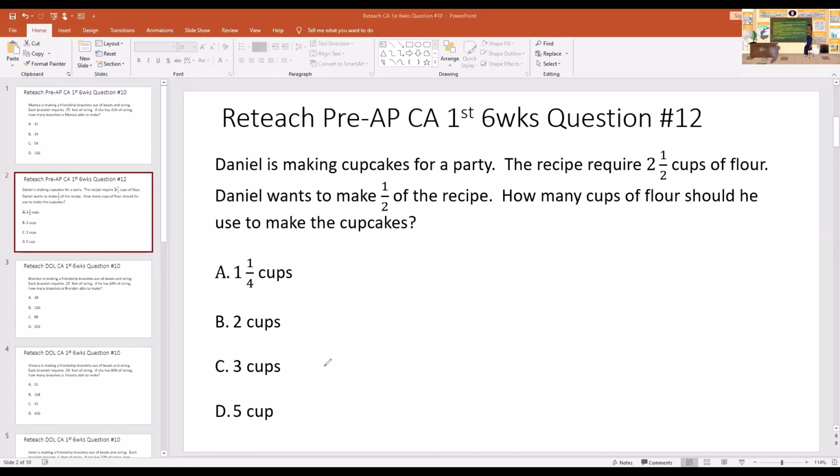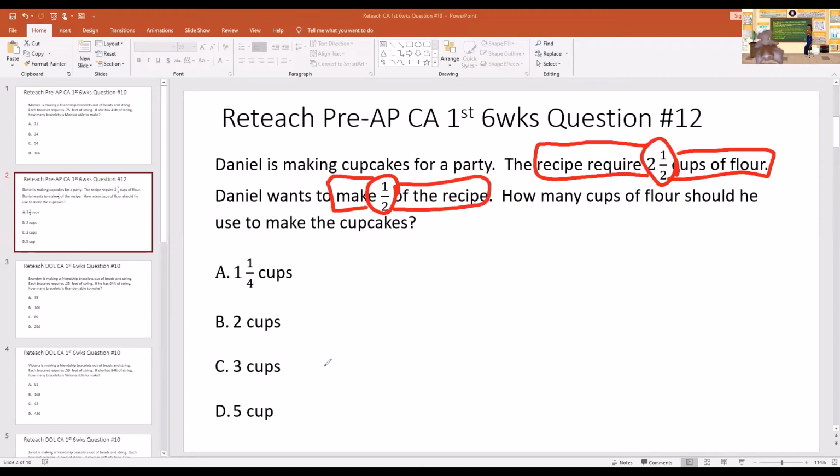Now we'll start off using our cube strategy by circling numbers like 2.5 and half. Now we will box in keywords such as "recipe requires 2.5 cups of flour." Given information. He only wants to make half of the recipe. Given information. Underline the question: how many cups should he use?